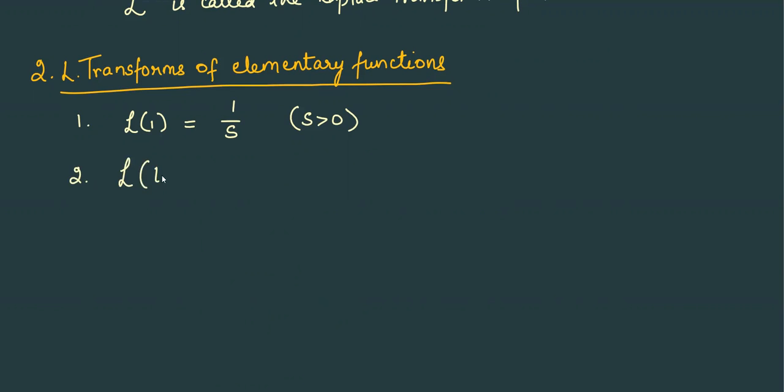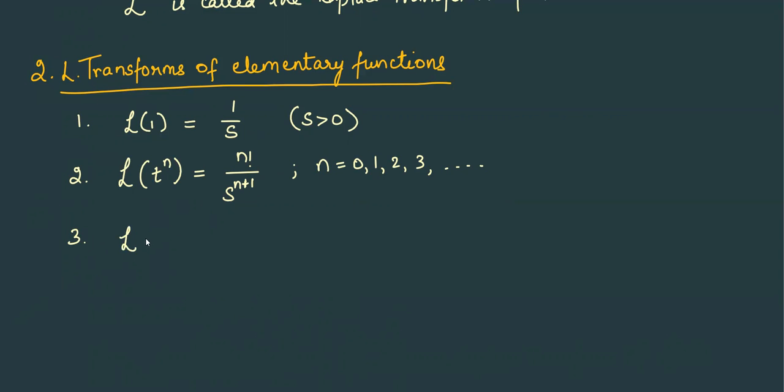Next, the Laplace transform of t power n. So this was 1, that is t power 0. Now the Laplace transform of t power n is n factorial by s power n plus 1. If you put n equal to 0, we get the first relation. Because it is n factorial, this is valid only for n being whole numbers. It is not valid for n being a negative integer or a fraction.